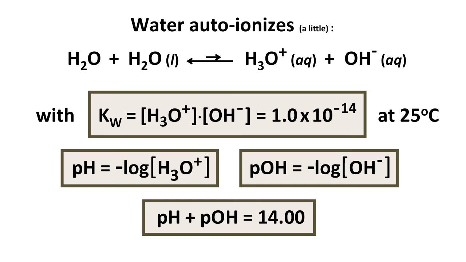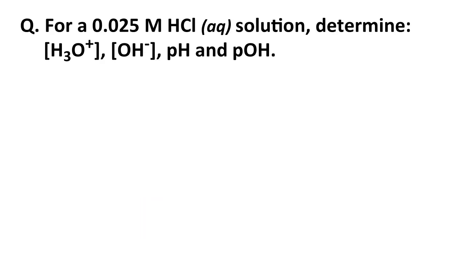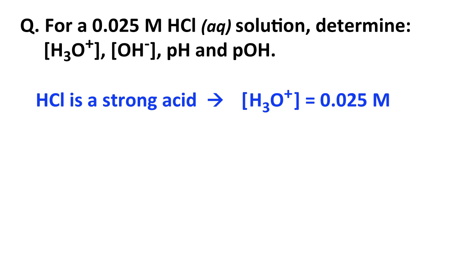So, armed with these relationships, we can now do a problem involving all of them. This question has a 0.025 molar HCl aqueous solution, and we are to determine the concentration of H3O plus, the concentration of OH minus, the pH, and the pOH for this solution. Well, first of all, note that HCl is a strong acid, and strong acids fully dissociate, so if it's 0.025 molar HCl, then it's 0.025 molar for its H3O plus concentration because of that full dissociation.